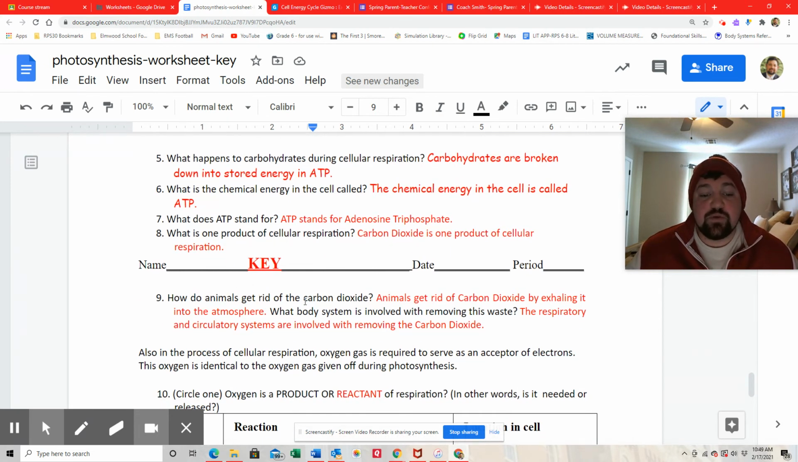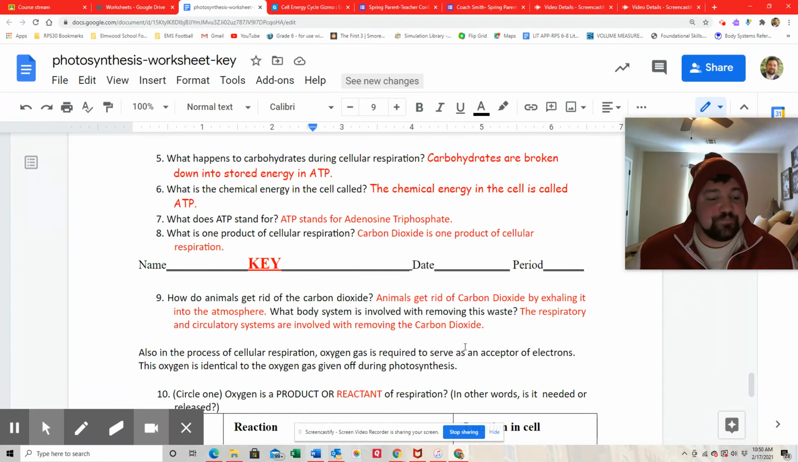How do animals get rid of the carbon dioxide? Animals get rid of carbon dioxide by exhaling it into the atmosphere. What body system is involved with removing waste? The respiratory and circulatory systems remove carbon dioxide, and then your digestive system removes some of your waste that's not necessarily carbon dioxide and H2O.